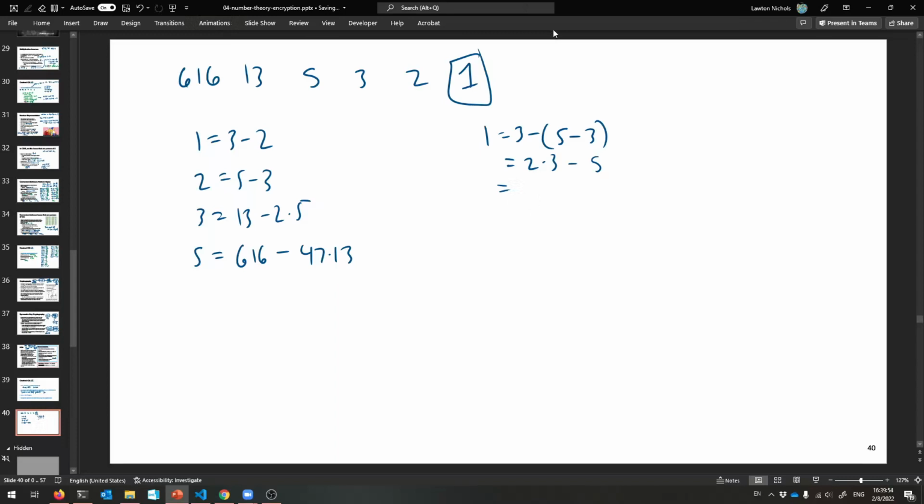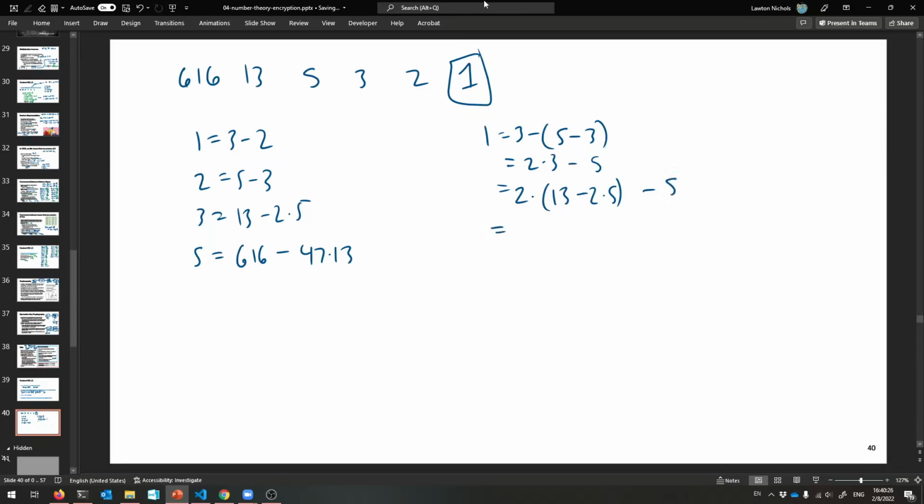Let's see here. Oh, no, I'm sorry. That's not what I wanted to do next. I got that, and then I want to replace the 3 next with 13 and 5. I already have 3 and 5. Okay, so 2 times, what is 3? But 13 minus 2 times 5. So that's that, minus 5 now. So now I have it in terms of 13 and 5, or at least I'm about to.